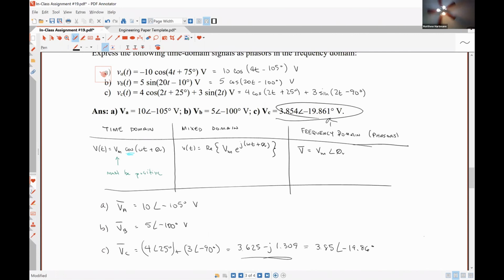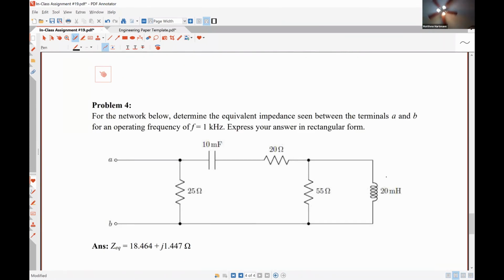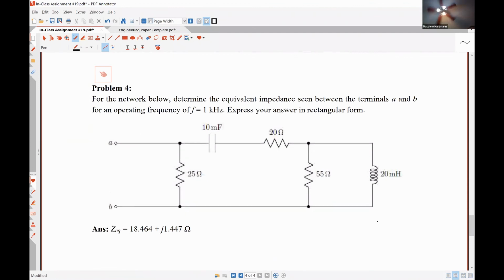So converting from the time domain to the frequency domain, hopefully pretty straightforward, nothing wild or crazy there. Convert it to a cosine function with a positive magnitude, and then erase everything but the magnitude and the angle, and you've got it. All right, impedances.